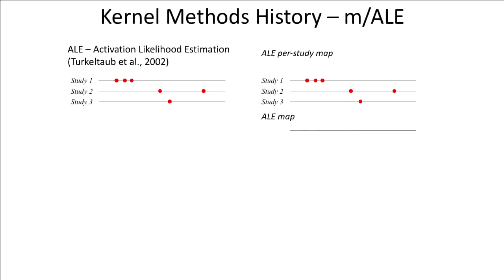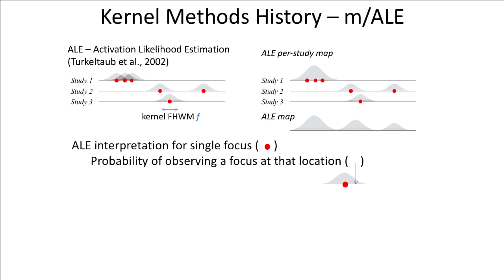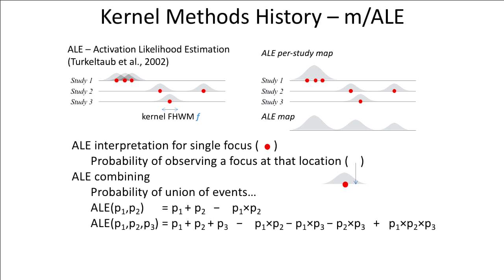The ALE method, the modified ALE method, works like this. For each study, we place a Gaussian kernel at the location of each focus. When we combine those all together, we get an ALE per study map, and then these are combined to create an ALE map. The interpretation here should be that at any one location, this is the probability of observing a focus at that location. And how are these maps combined? They're combined with a probability combining rule, assuming independence of events.